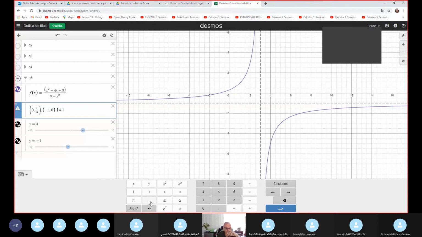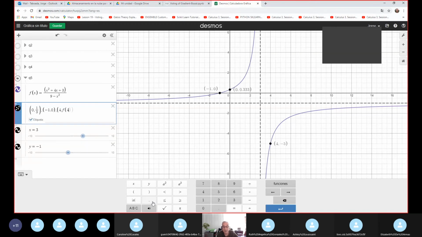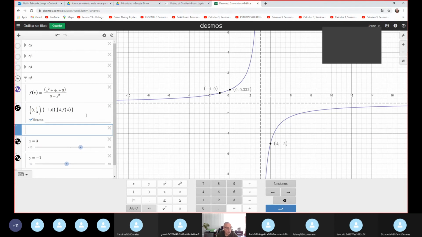No. You put f, using the function notation, parenthesis 4. Bam! You plot the point. Look at that. Fantastic, right? Okay. And likewise, we are doing another. But don't forget, the important thing is totally independent, in another line. Don't forget the hole.